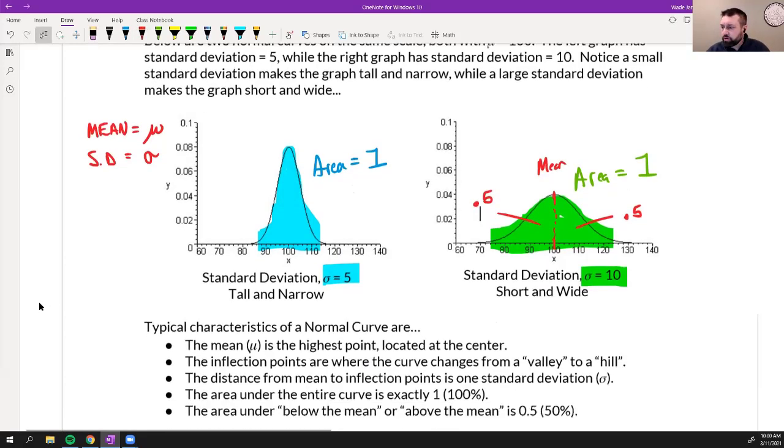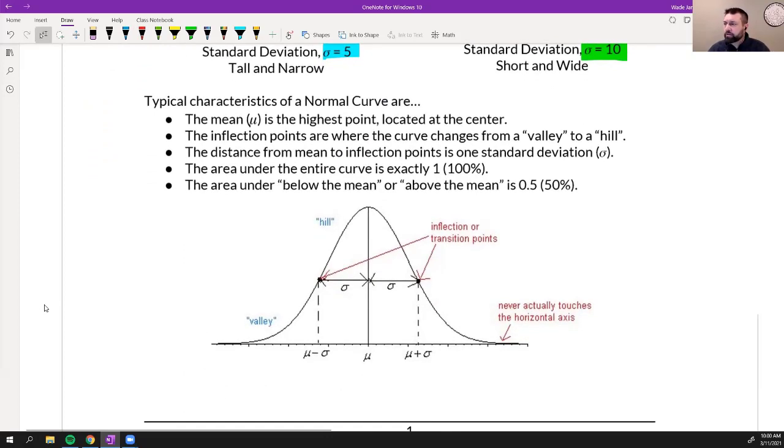So what are some other important characteristics of a normal curve? Well, these are the things we've already discussed. It has a mean, which is the highest point, and here's the mean right there. It also has these things called inflection points, and inflection points are located one standard deviation above and one standard deviation below the mean. And these are the points where the curve transitions from a valley to a hill.